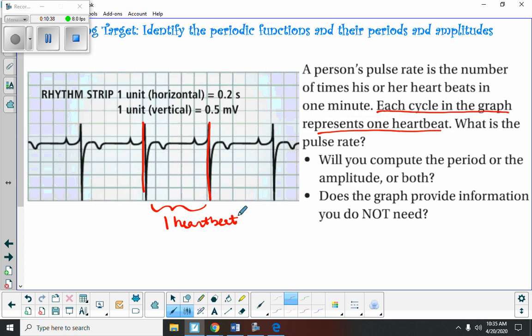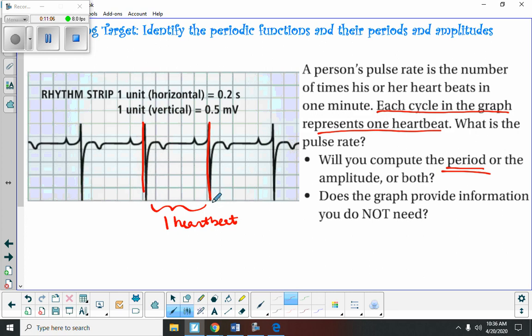Okay, so will you compute the period or the amplitude of both? Well, if we're looking at heartbeats, we want to know how many there are in a minute, how long it takes is what we're looking at. We are going to be looking at the period because we're looking at the horizontal length of a cycle. Does the graph provide information you do not need? Well, we don't need to know the vertical information necessarily.